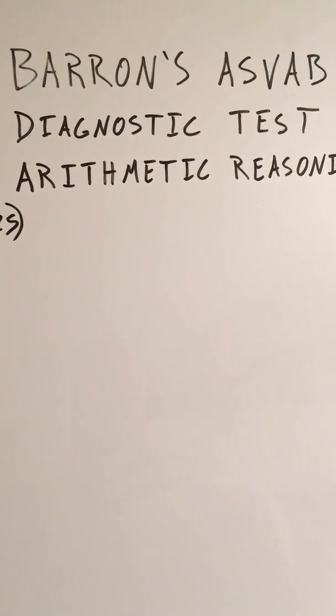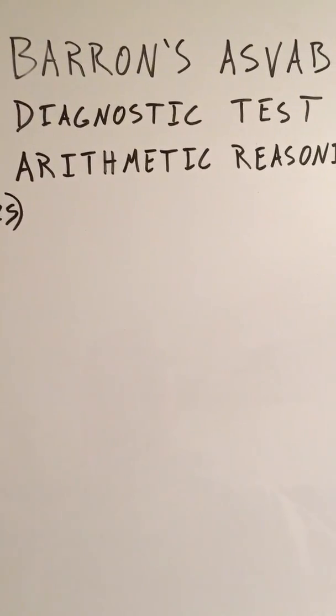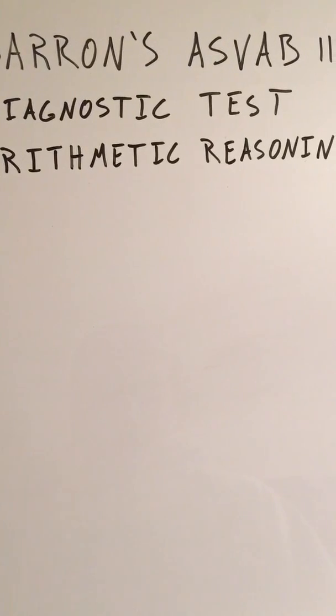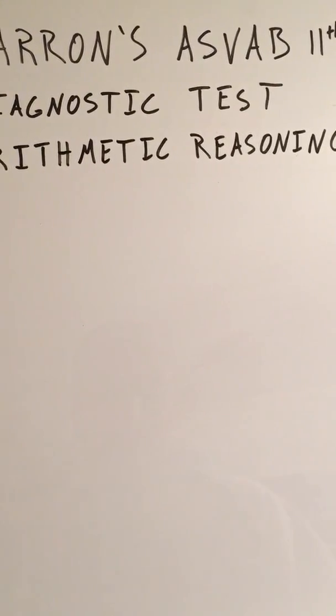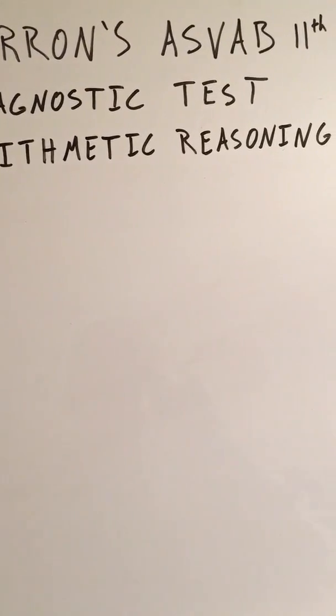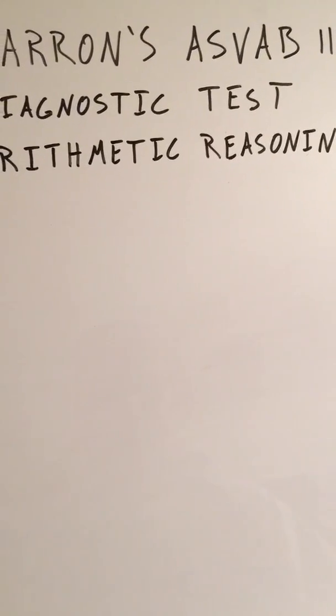Barron's ASVAB 11th edition Diagnostic Test Arithmetic Reasoning question number 25. A chair was marked at a sale price of $240. The sale price is 25% less than the original price. What was the original price?